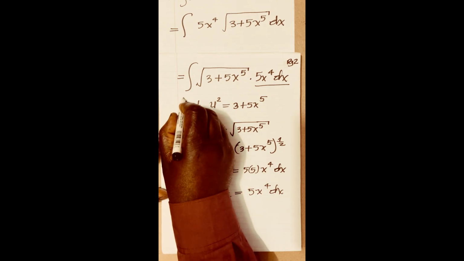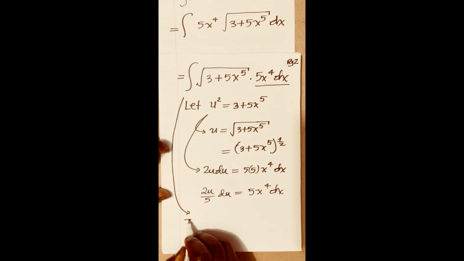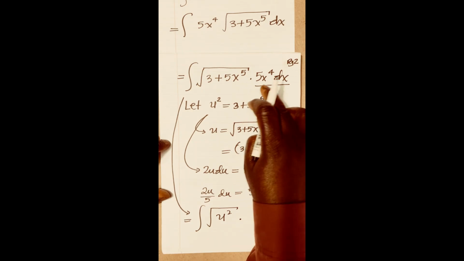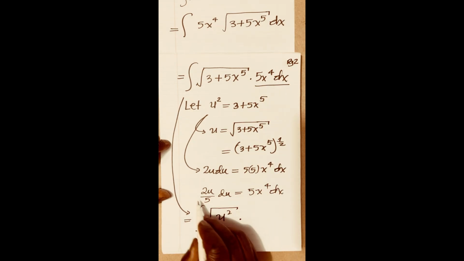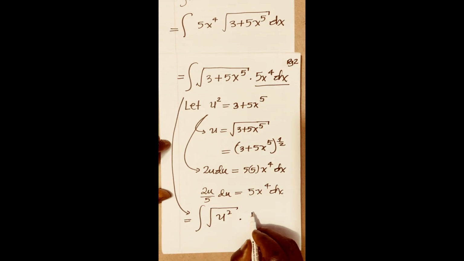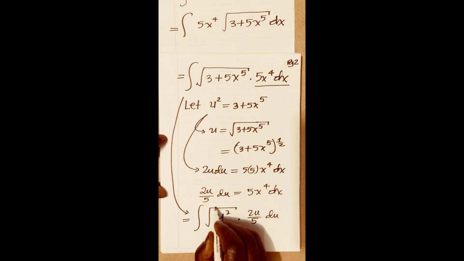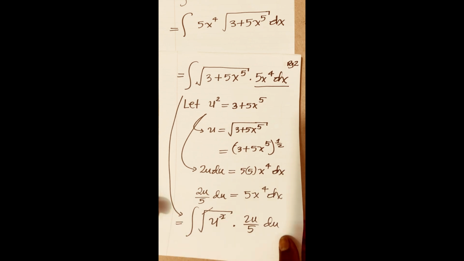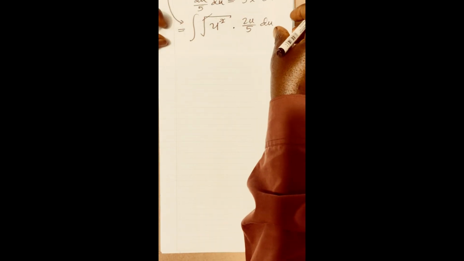I'm going to just put an arrow and say that integral now is the same as the integral of the square root of u squared times, instead of 5x power 4 dx, I'm just going to have this expression here, which is 2u over 5 du. Nice. I hope you can see that very clearly. This obviously cancels that.